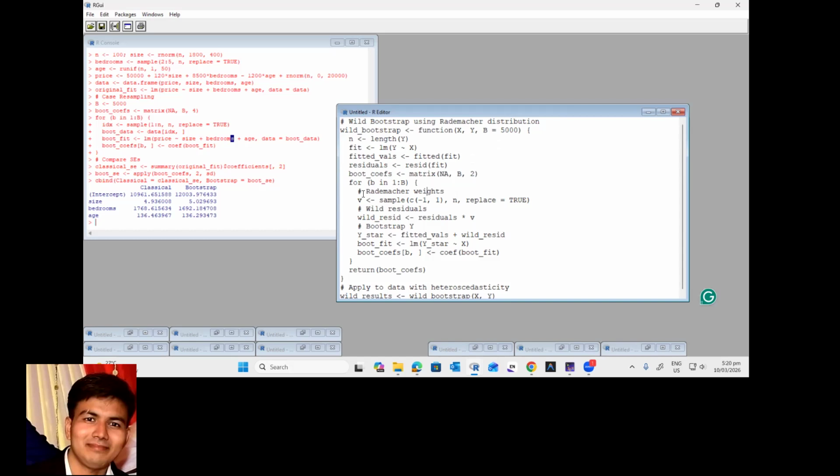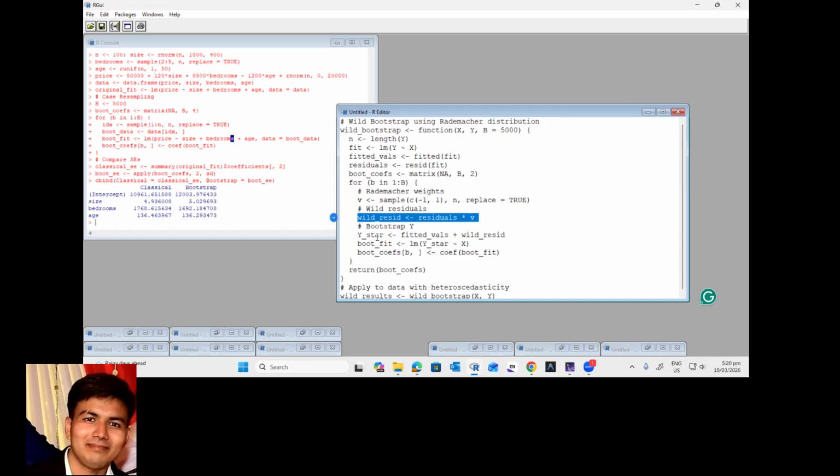In that one we call the Rademacher weights, the Rademacher distribution. V is a sample we take from -1 and 1. The set of observations is -1 and 1 only, with equal probability. These are called the wild bootstrap weights. After that we calculate the wild residual, which is the residual times V.